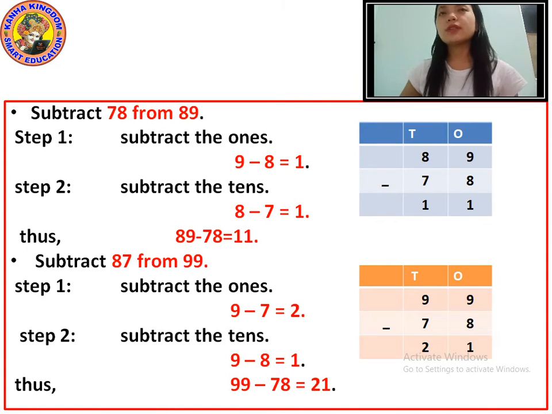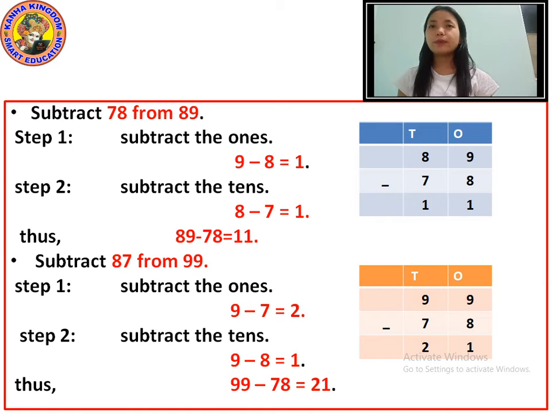So from these two examples, we have to subtract. The first step is we have to make a place value chart and place the numbers there. The bigger number will be first. We write the big number first, and second we write the second number. So the first step is subtract the ones, and the second step is subtract the tens.